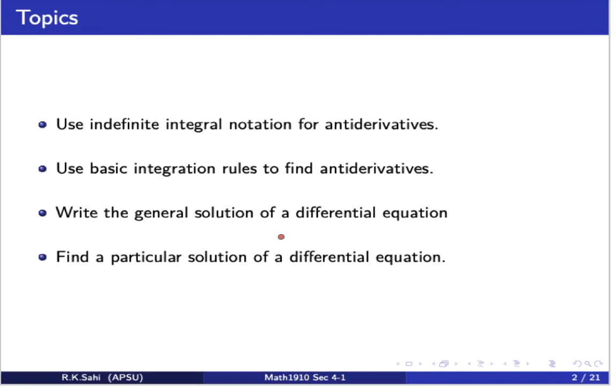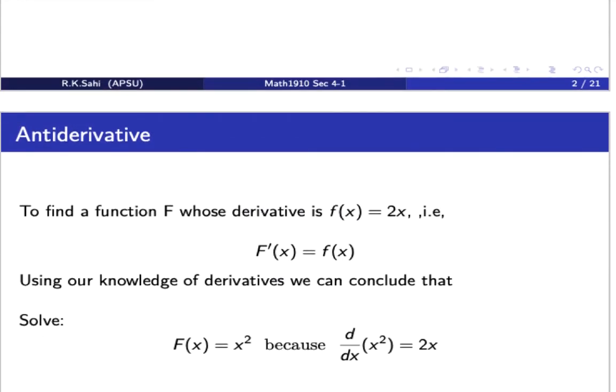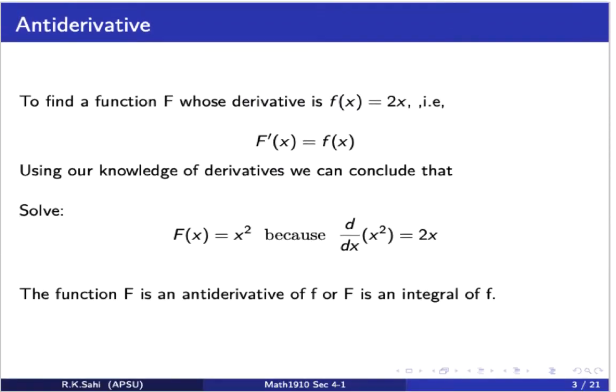The first thing we're going to do is, what is meant by an antiderivative? So let's start with a very simple example. If I want to find a function whose derivative is 2x, suppose that function is capital F, and the derivative of capital F should give me 2x.